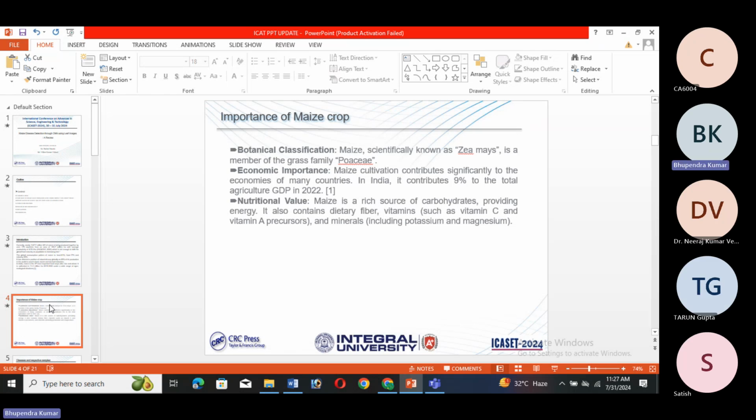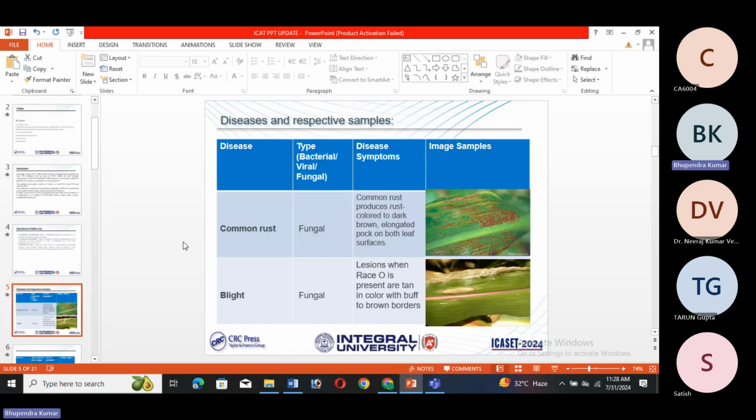Economic importance: maize cultivation contributes significantly to the economies of many countries. In India, it contributes 9% of the total agriculture GDP. Nutritional value: maize is a rich source of carbohydrates, providing energy. It also contains dietary fiber, vitamins such as vitamin C and vitamin A, and minerals including potassium and magnesium. And these are the diseases and respective samples.